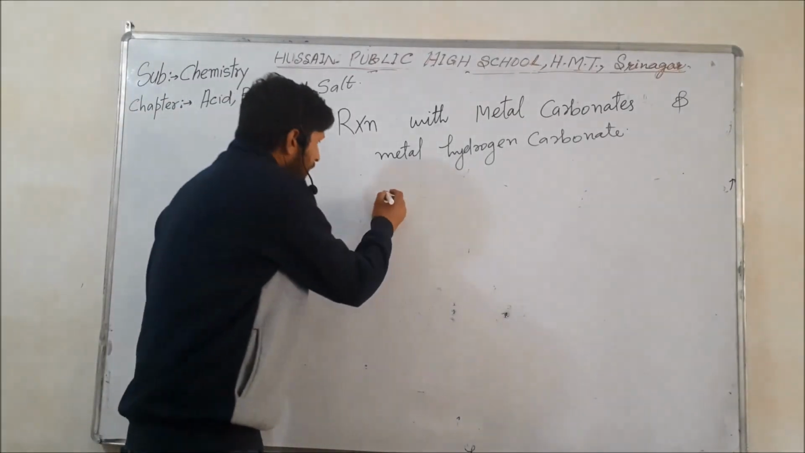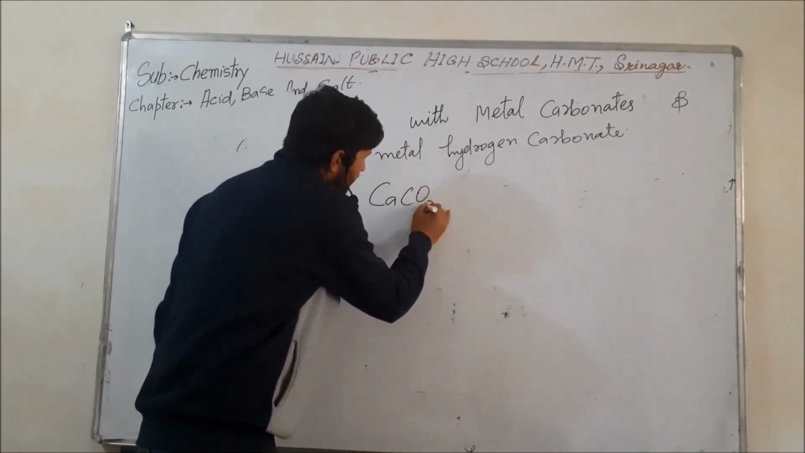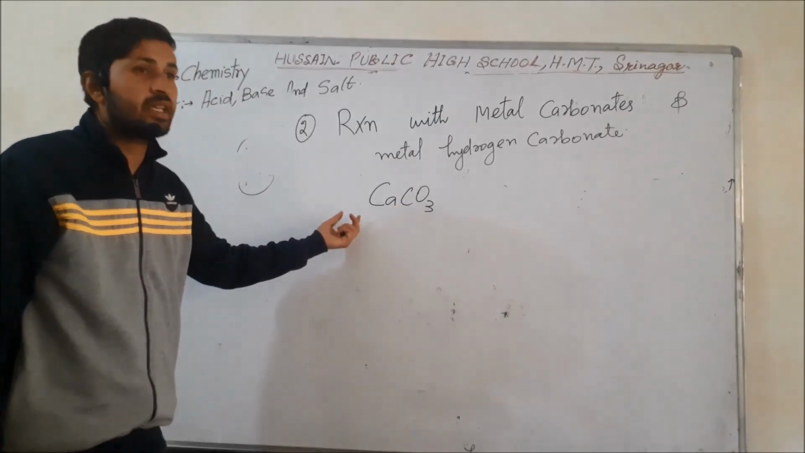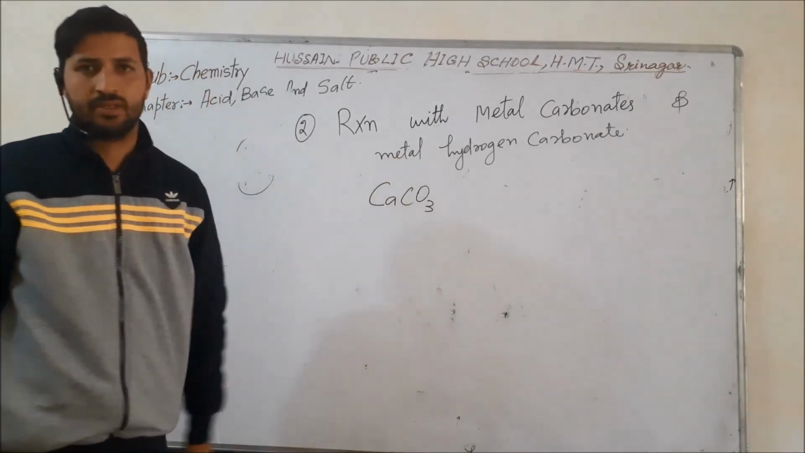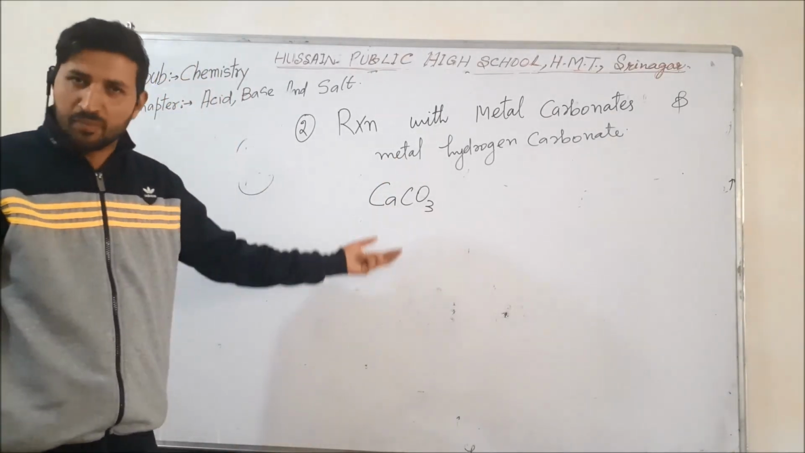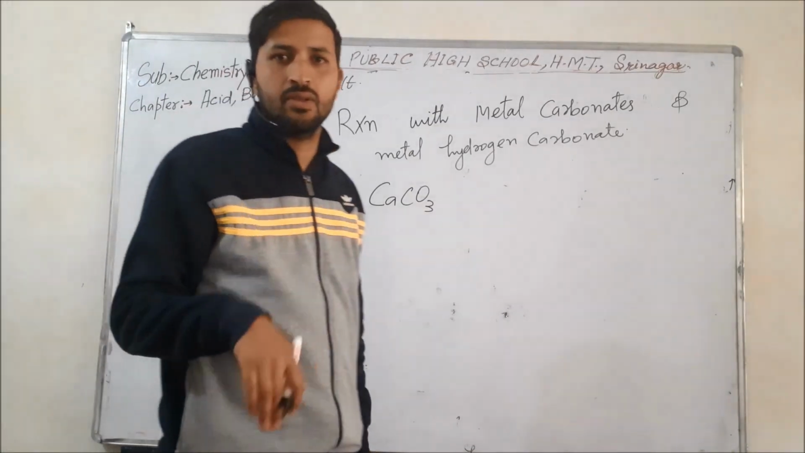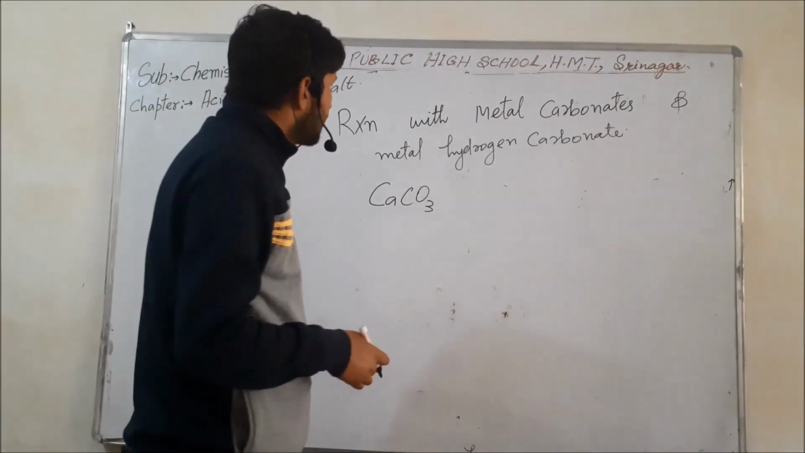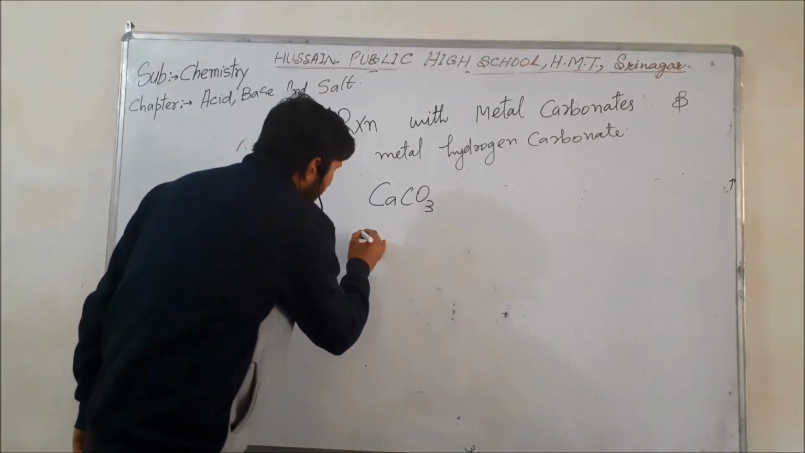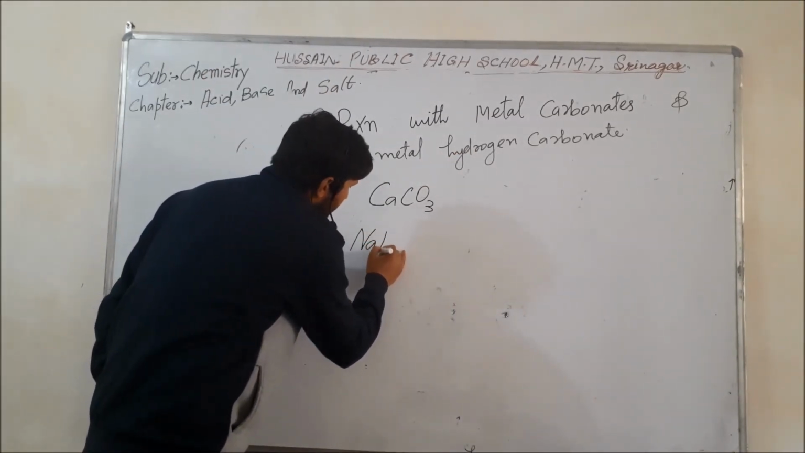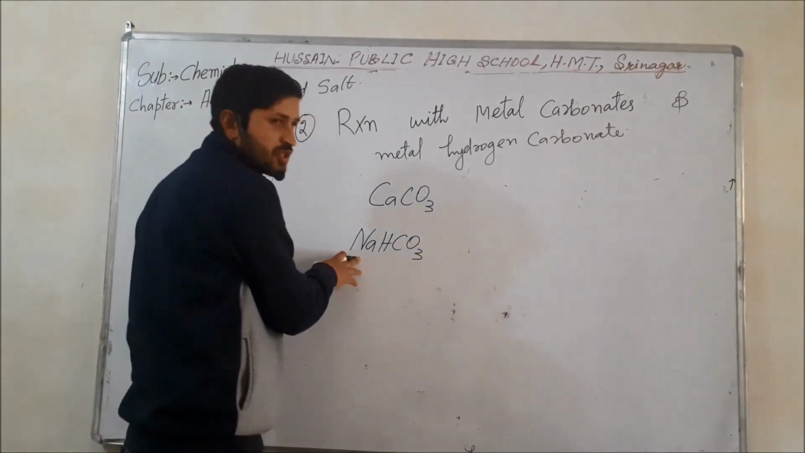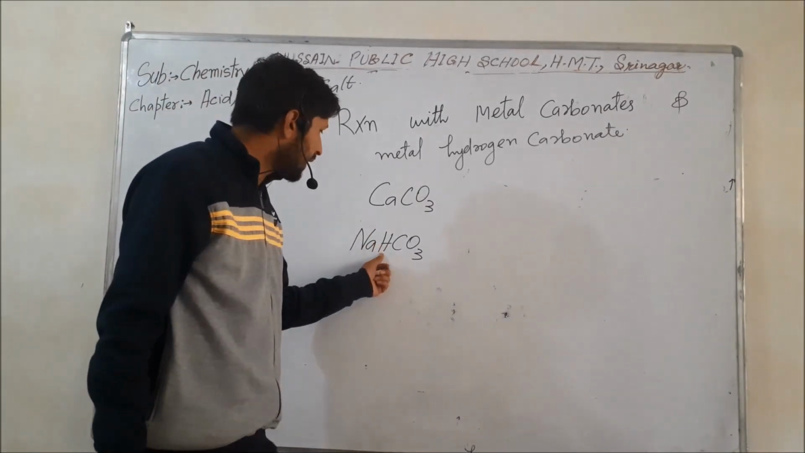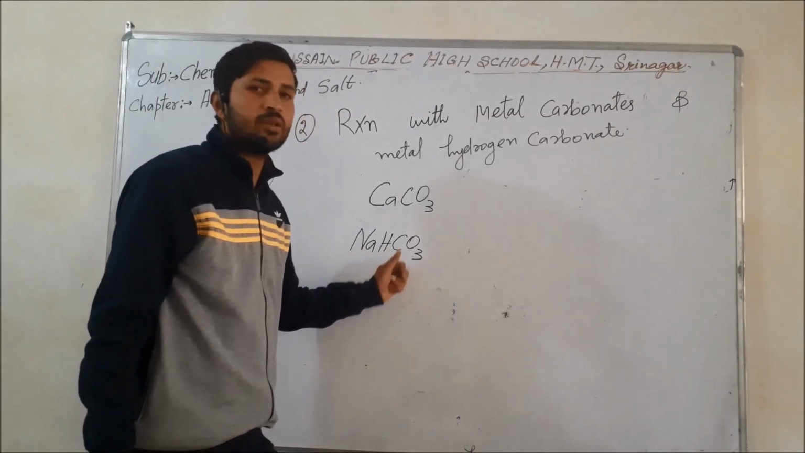Simple example. Take the example of calcium carbonate. Calcium is a metal and this is a carbonate group, so we call this metal carbonate, or calcium carbonate. This is the formula of marble or chalk, or the shell of an egg. The shell of an egg also contains this calcium carbonate. What is metal hydrogen carbonate? Metal hydrogen carbonate is like this. Take the example of sodium hydrogen carbonate. Sodium is metal, this is hydrogen. It is sometimes read as sodium bicarbonate or sodium hydrogen carbonate.